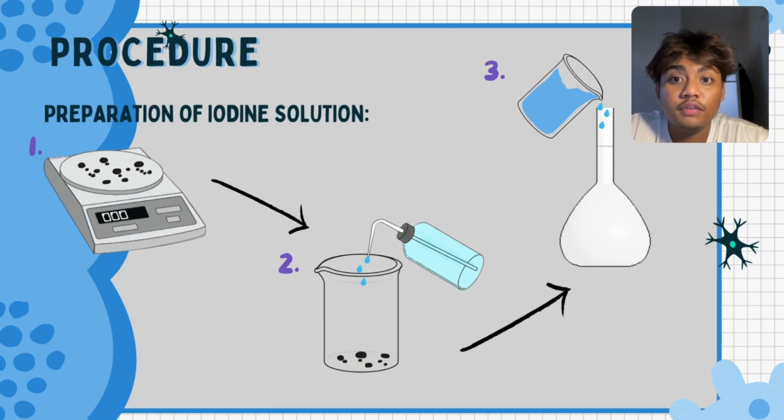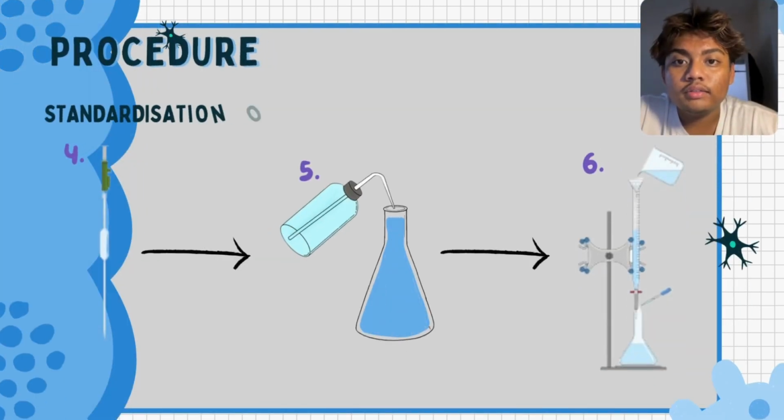The first one is preparation of iodine solution. As we can see in this video, step 1 is weigh the mass of iodine molecule needed to prepare a 100 ml 0.05 molar solution. Step 2 is dissolve the iodine in a small amount of distilled water. Then step 3, we transfer the dissolved iodine into a 100 ml volumetric flask. Add more water to the remaining iodine and transfer again into the volumetric flask. Dilute to mark.